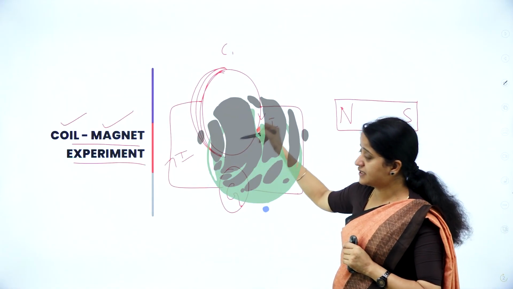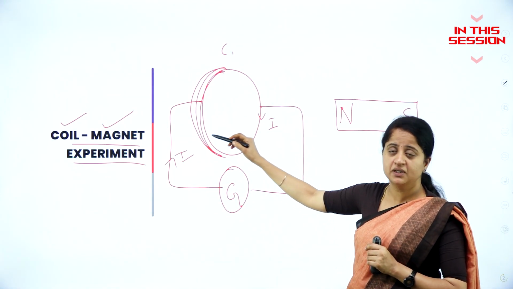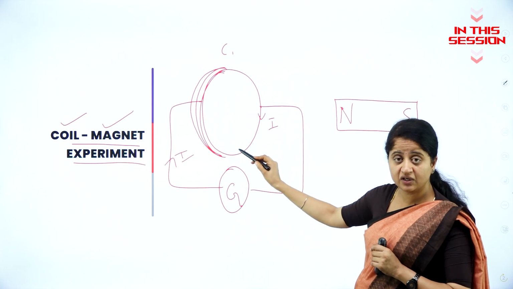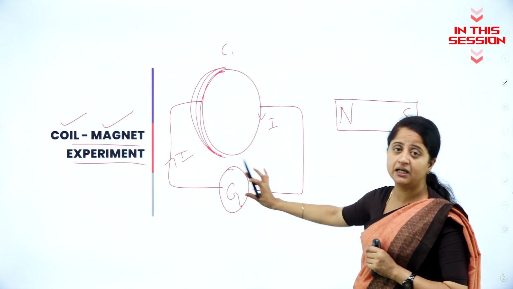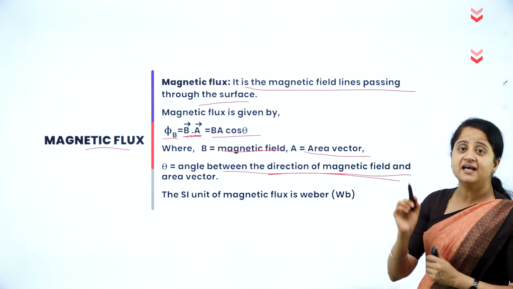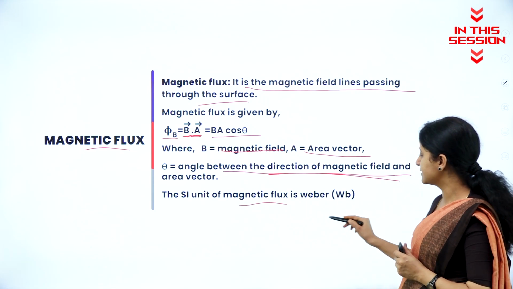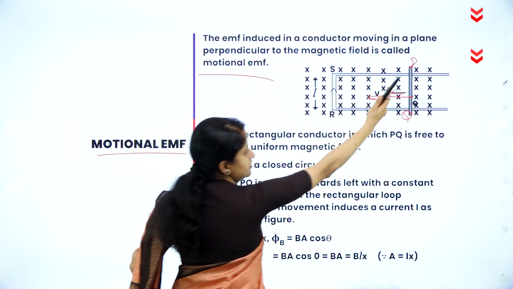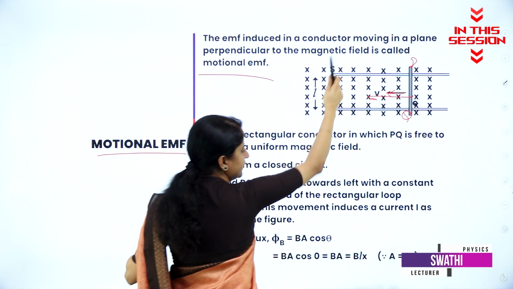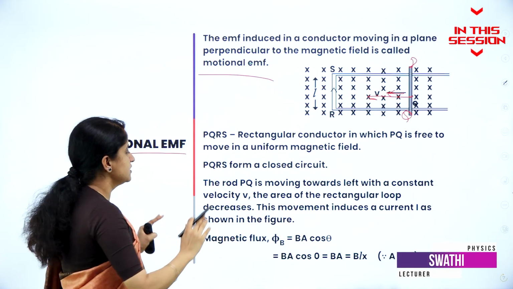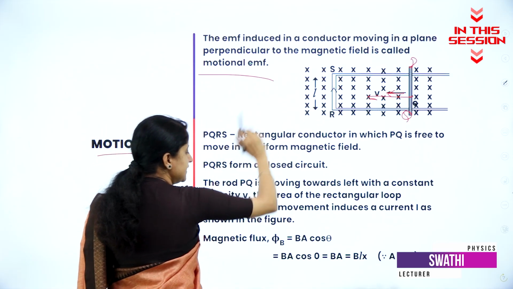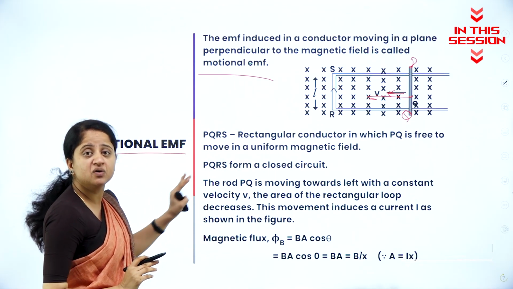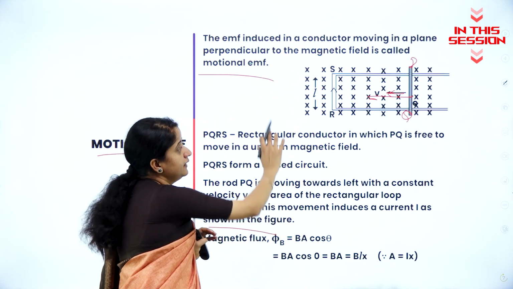Whatever the number of turns here, which acts like a current loop, which means the current is flowing through the coil, and that can be detected with the help of galvanometer. So the SI unit of magnetic flux is Weber, which is denoted by Wb. So when it moves to its left side, the area of the rectangular loop decreases. So when the area of the rectangular loop decreases, the movement induces a current in the setup.